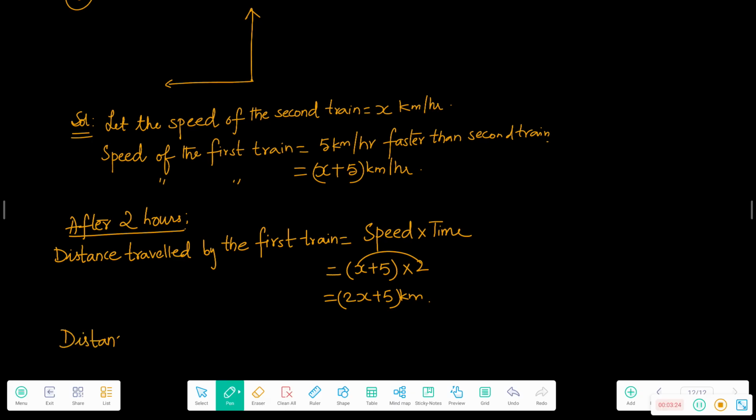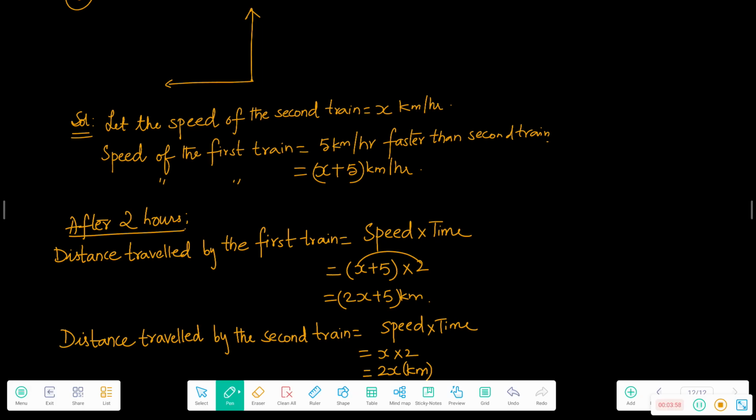Distance traveled by the second train is speed into time. Now here the speed is x and time taken is 2 hours. So the distance is 2x kilometers.